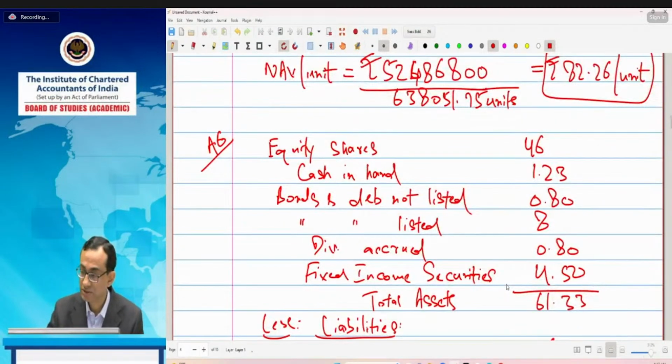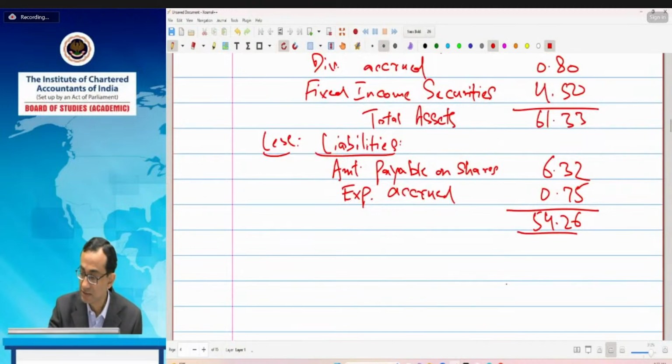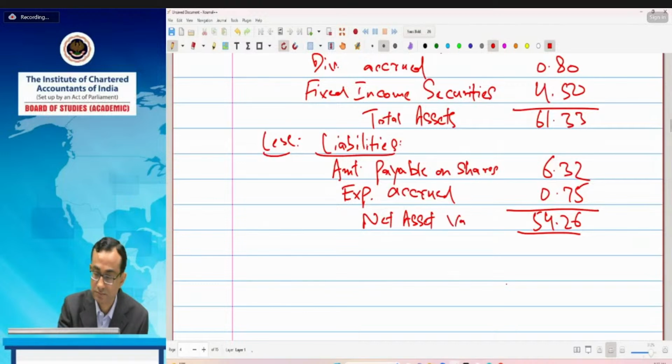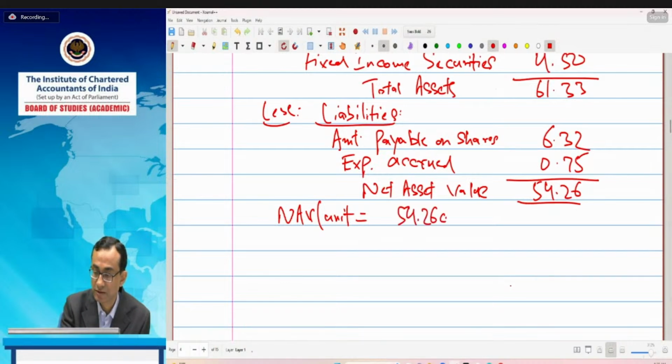So these are actually in rupees in crores. 54.26 is coming as the net asset value. It is net asset value. Fine. Now NAV per unit is equal to this 54.26 crore divided by the number of units, which is 20 lakhs.